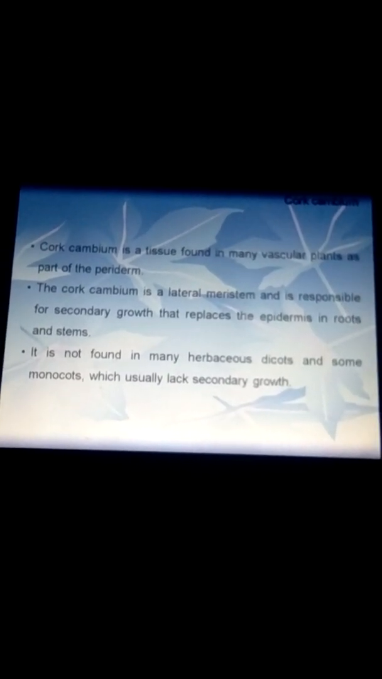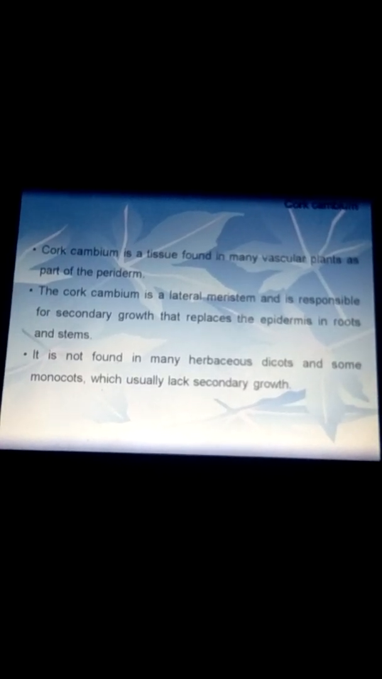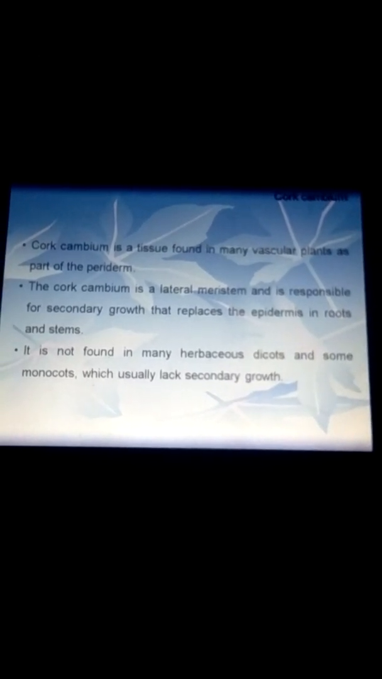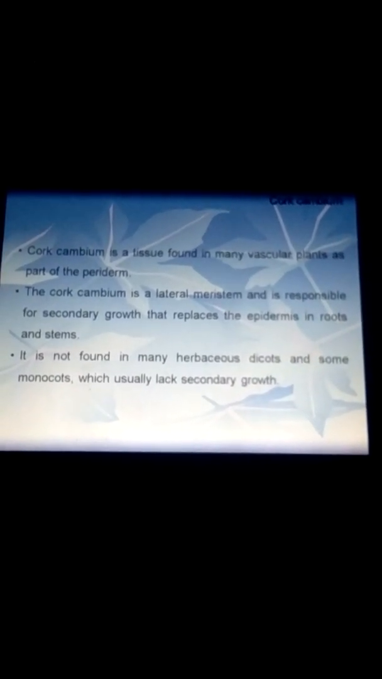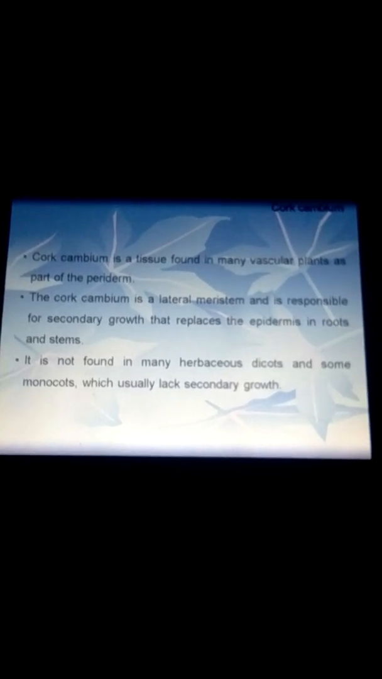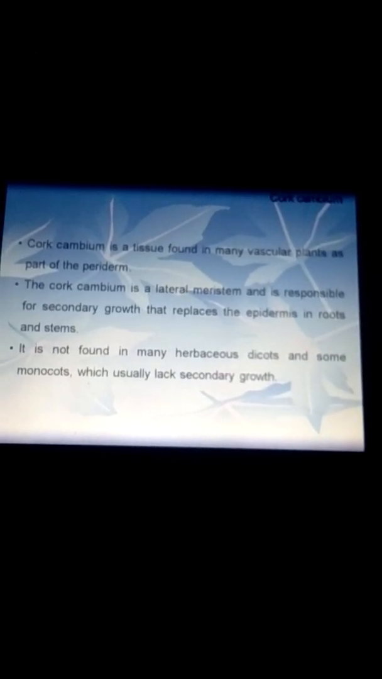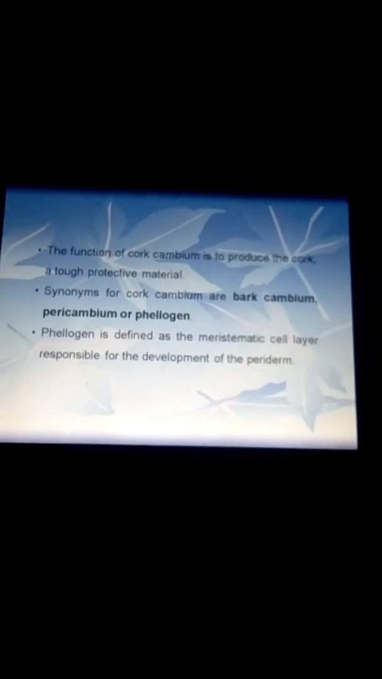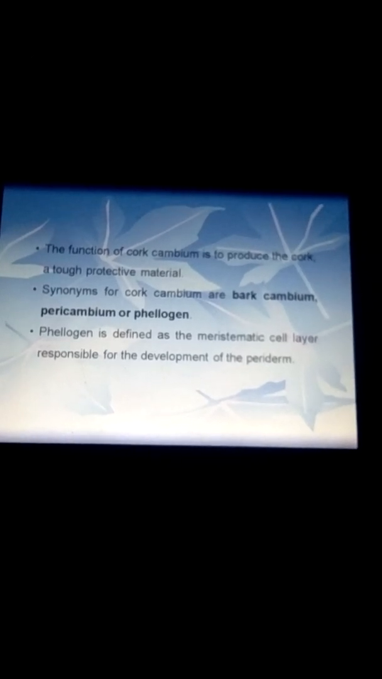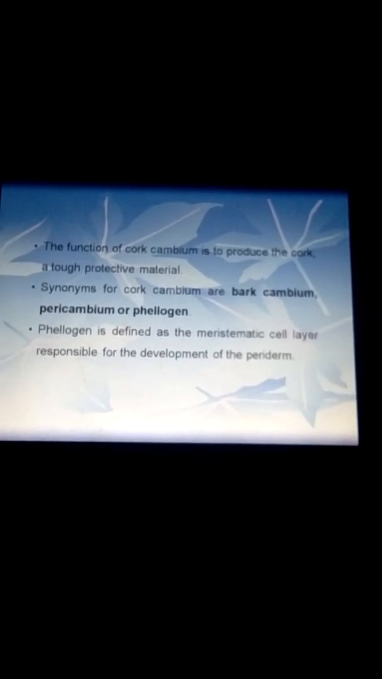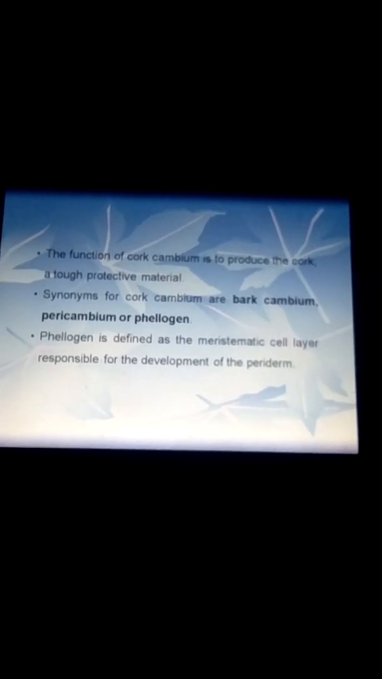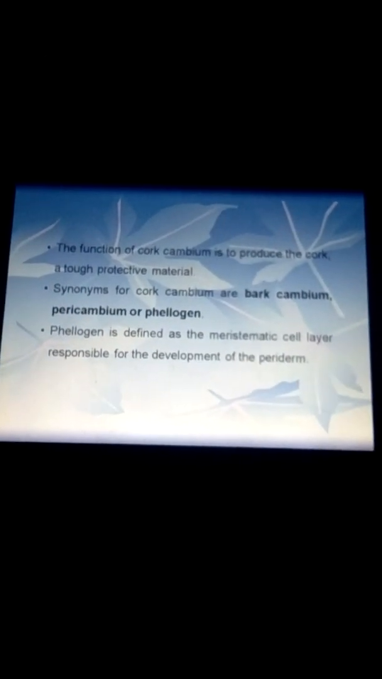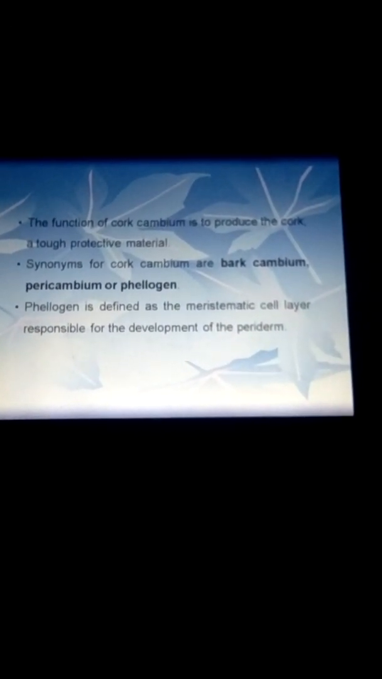The next thing is that it is not found in herbaceous dicots and some monocots, which usually lack secondary growth. That means that cork cambium is only present in those plants in which secondary growth takes place, whereas when we talk about the herbaceous dicots and some other monocots, cork cambium does not exist. The function of cork cambium is to produce cork, a tough protective material. As we know, in higher plants tough protective material is present outside the plant. So cork cambium is responsible for the production of cork.